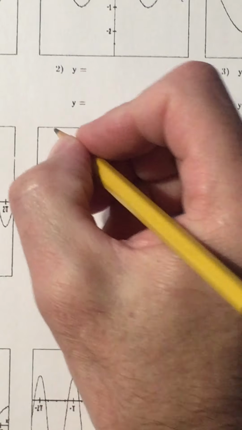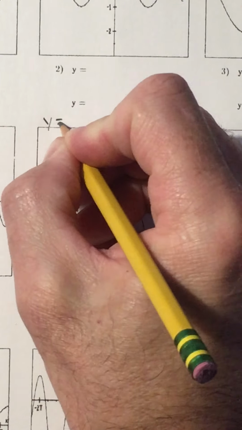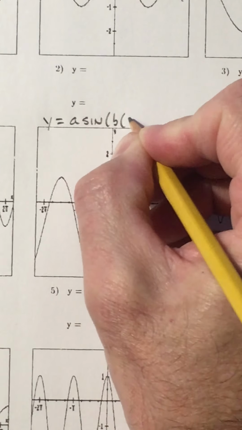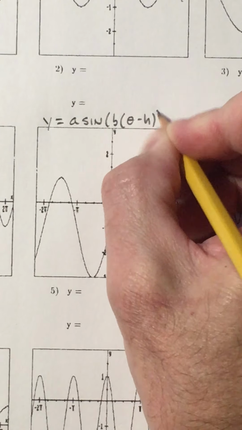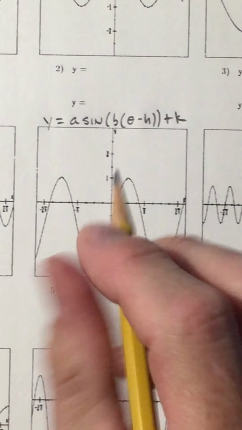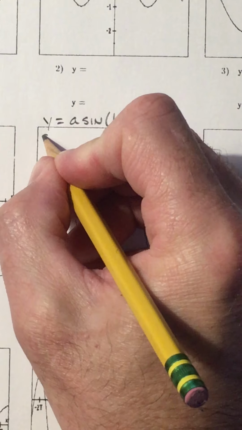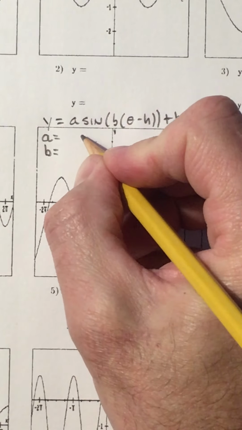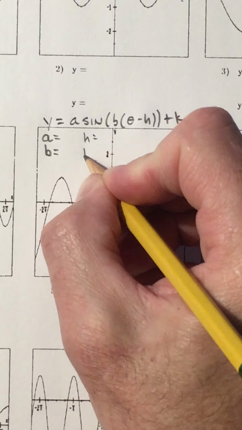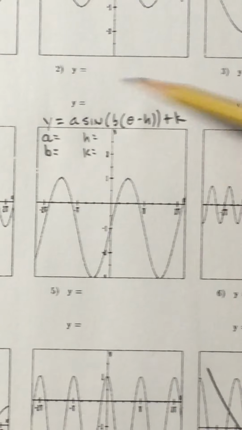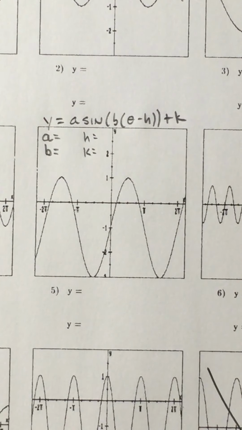Now, the general equation is y equals a sine b theta minus h plus k. And so there are 4 things that we need to know. We need to know a, we need to know b, we need to know h, we need to know k, and then we can substitute those values in and write the equation.